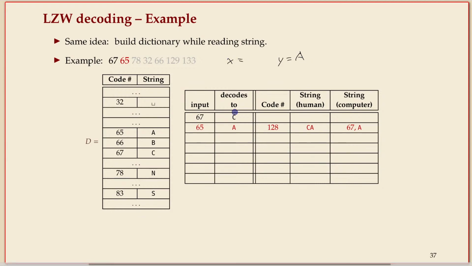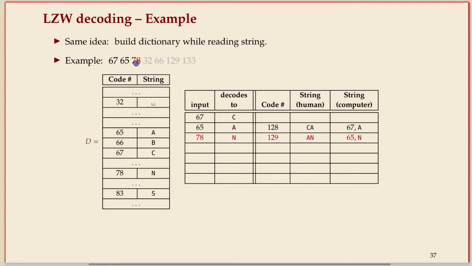X is the previous phrase. That's C. And so we add X and the first character of Y to the dictionary. And that's what we do. Okay? And again, of course, we don't really store this as string. We can store it as one code word plus one letter. Uses less space.